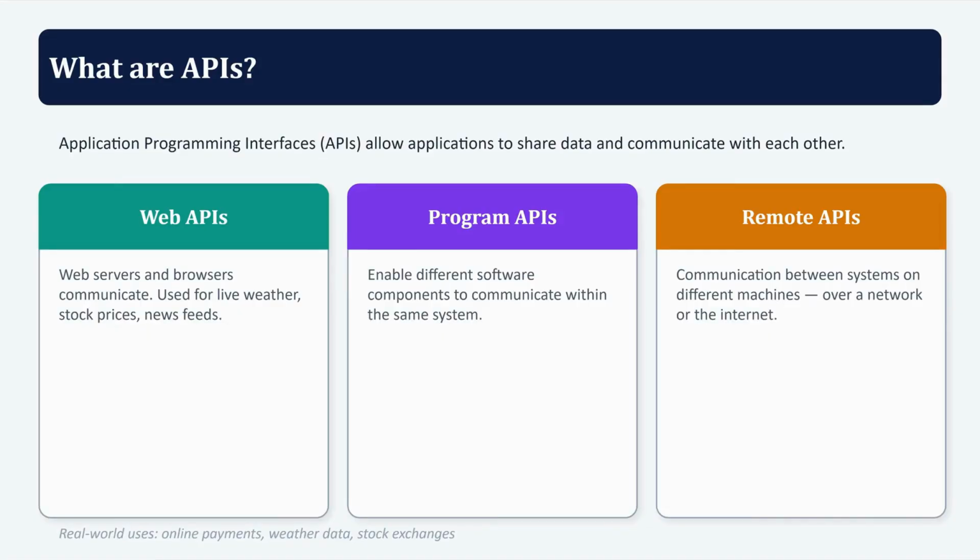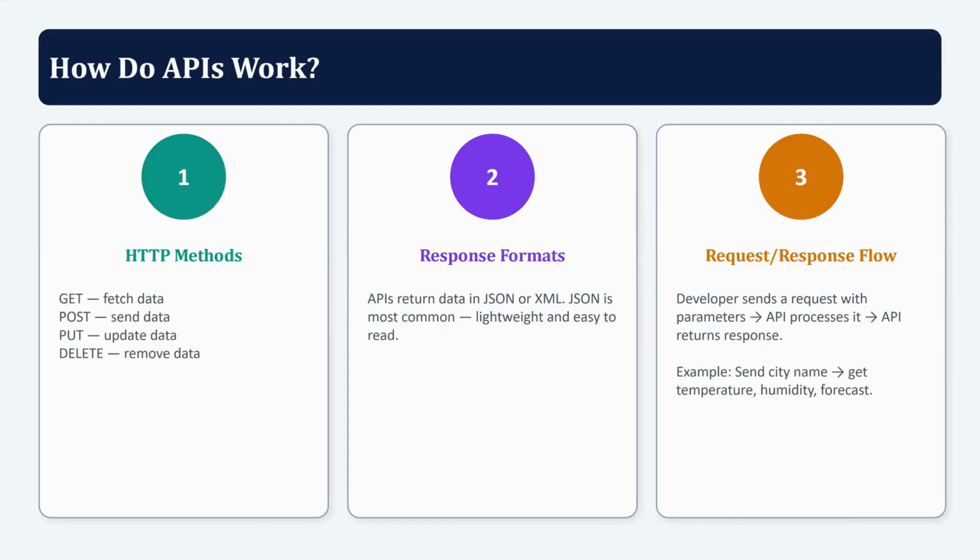So, what are APIs? These are basically things that allow applications to share data and communicate with each other. Some examples are web APIs. They basically communicate with different browsers, so they can give you the live weather, the stock prices, or the news feeds. Programming APIs enable different software components to communicate within the same system. Remote APIs communicate between systems on different machines, like over a network or on the internet.